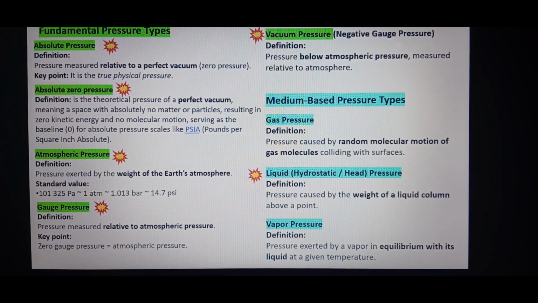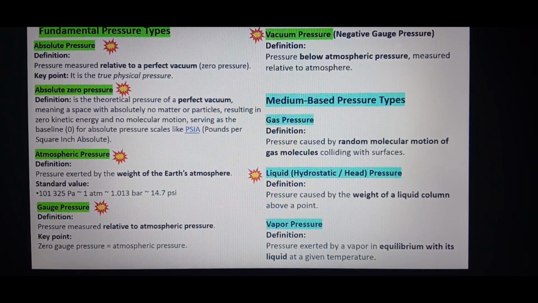Vacuum pressure is negative gauge pressure. The definition: pressure below atmospheric pressure, measured relative to atmosphere. Now, we're going to look at a lot of different types of pressures, and I'm not going to read through each one's definition. So take a snapshot of these slides as you see them, and hopefully you will be able to remember them all.